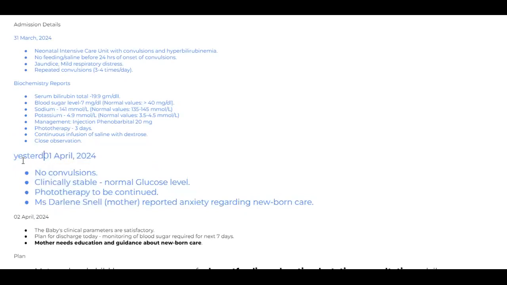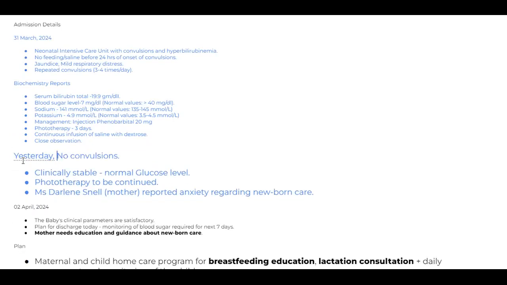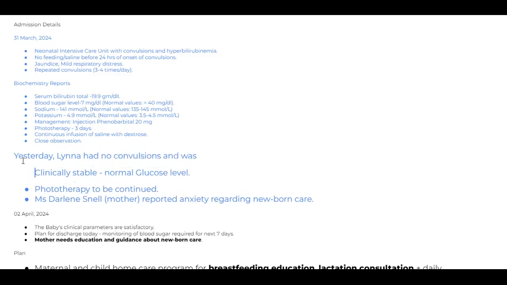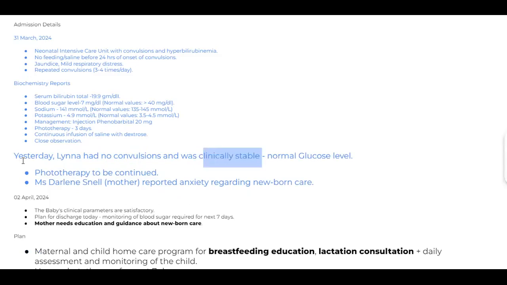Yesterday, so we don't have to repeat the date every time. Since it is the start of a new paragraph, the baby, or simply write Lina, okay? Lina had, see, past tense, had no convulsions and was, see, was clinically stable with normal glucose levels. Change the G and everything to small letters, okay?